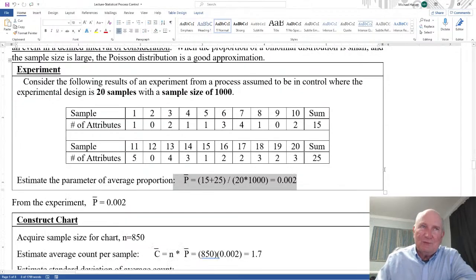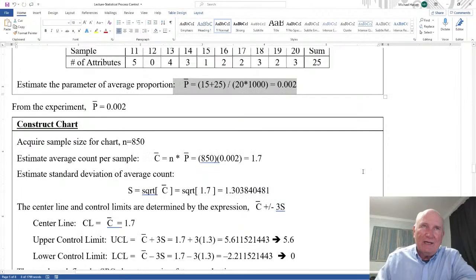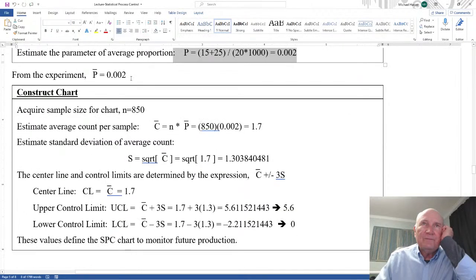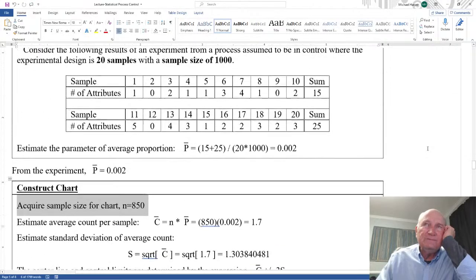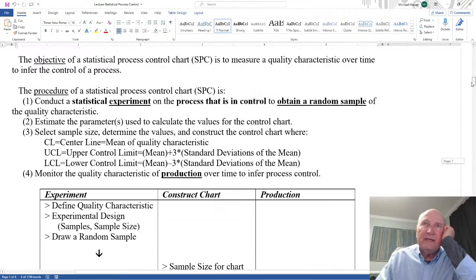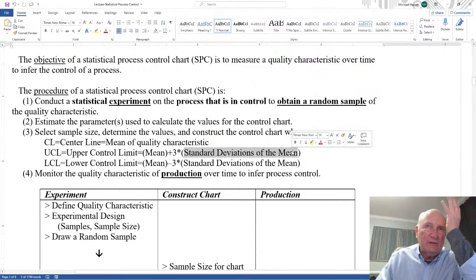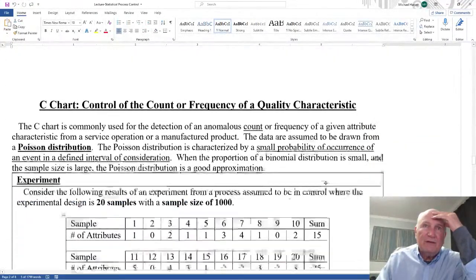Some people hope Poisson is a lot easier than a binomial. I'll show you right now. So you bring this down. That's my proportion. But now let's suppose we have a different sample size, 850. Now let's back up here. We're going to need the mean, and we need the standard deviation of the mean. We need those two parameters, or those two estimates.